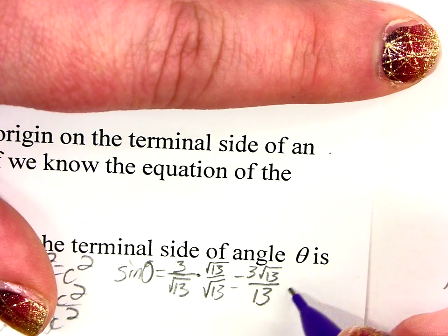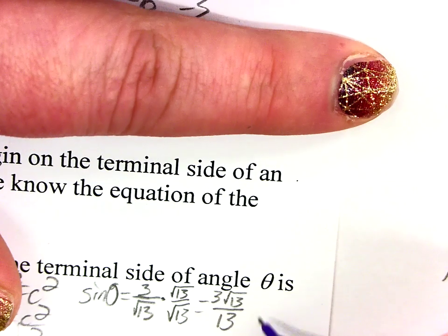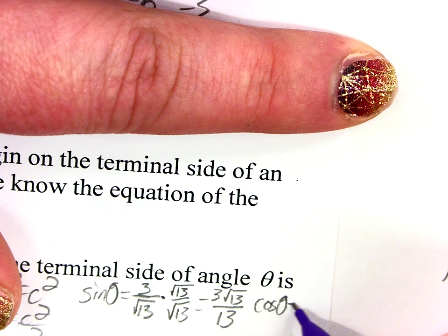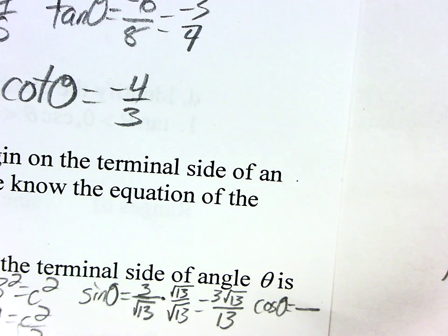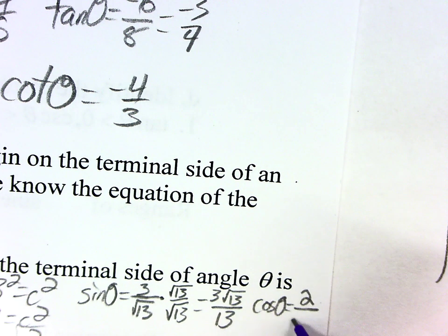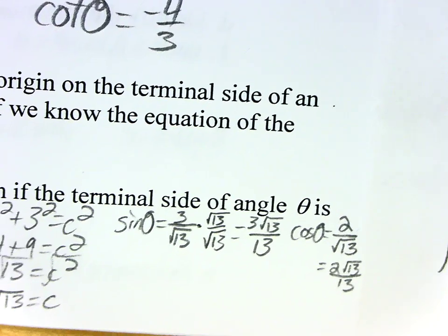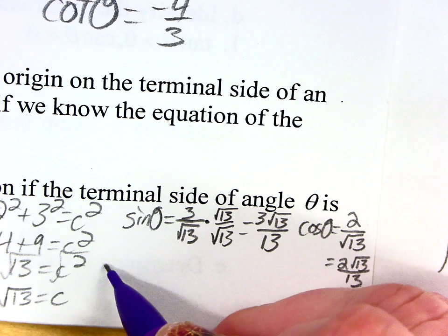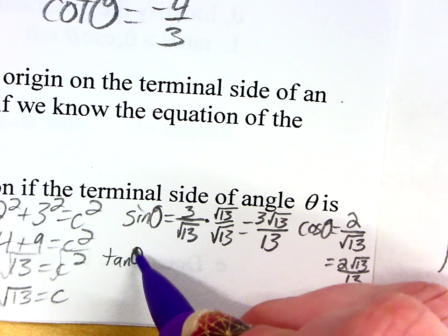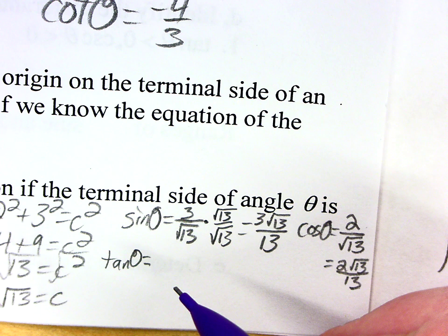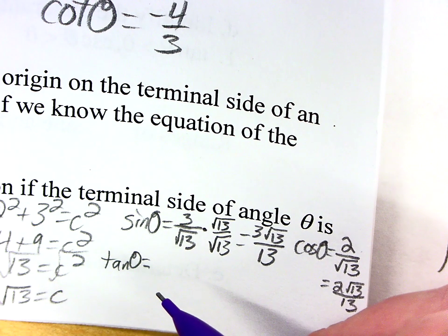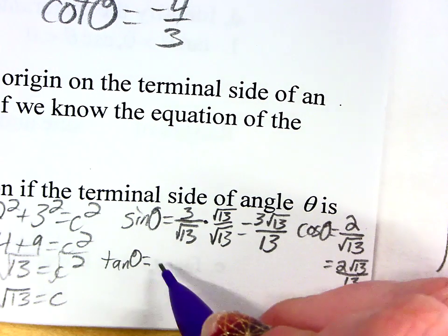Cosine, that's going to be 2 over root 13. And then I have to fix that. So that turns into 2 root 13 over 13. Tangent, 3 over 2. That one's easy.